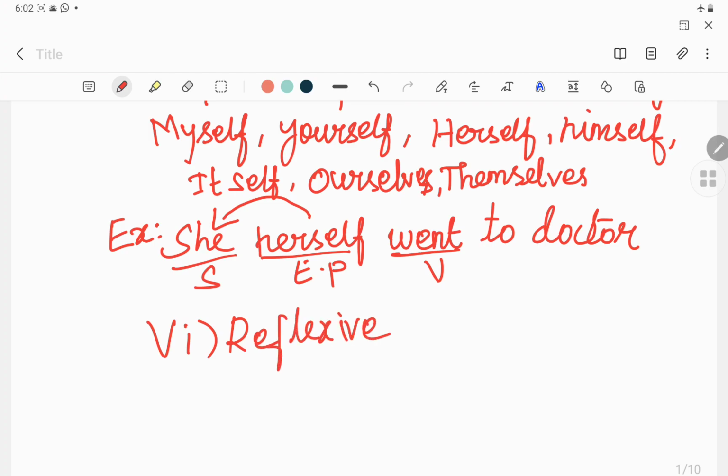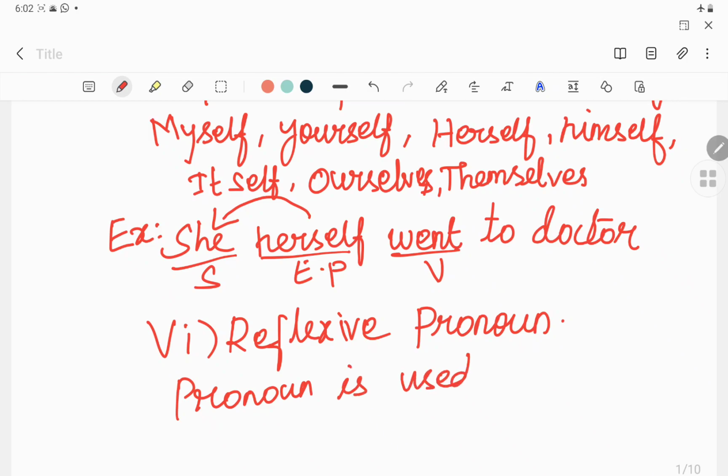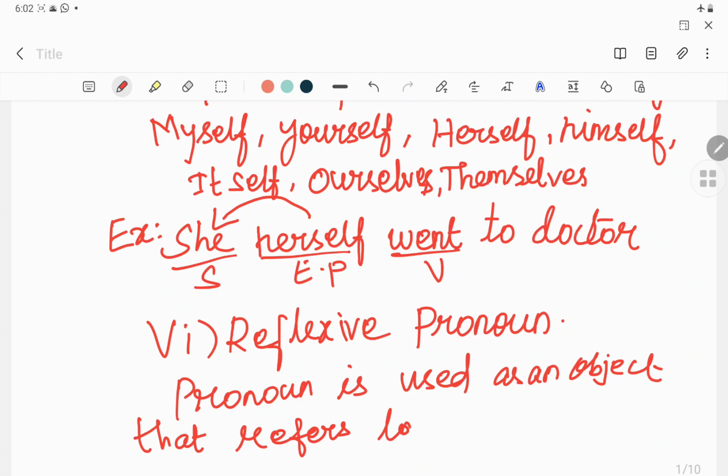You want to know what do you mean by reflexive pronoun. Here, reflexive pronoun means a pronoun that is used as an object that refers back to the subject. So here we have the definition like this.